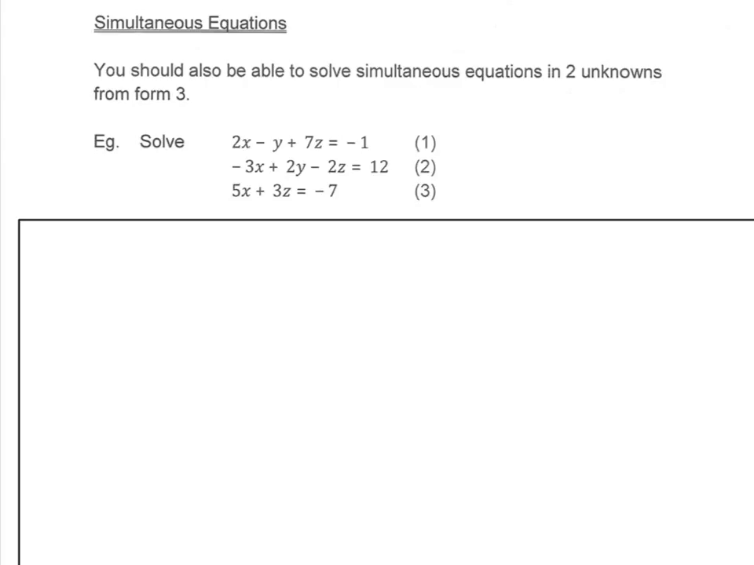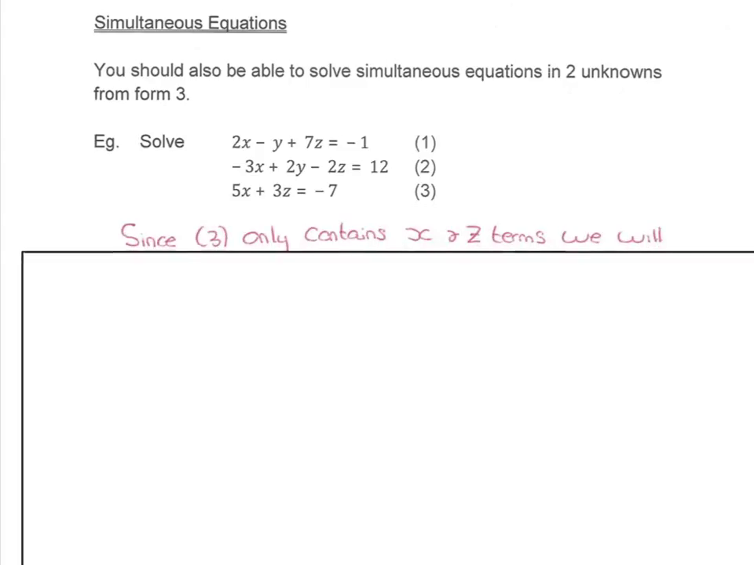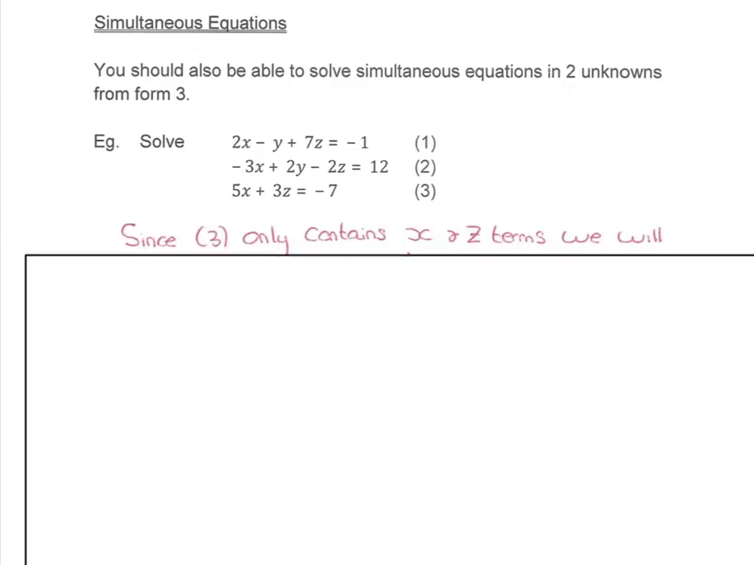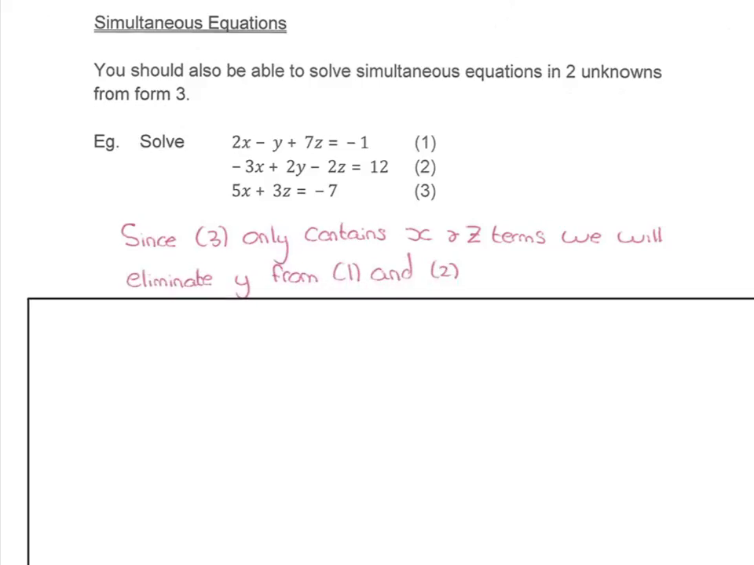If we have a look at the equations, the first thing we should notice is that the third equation only contains 2 variables. It's only got an x and a z. So what I would do is use the other 2 equations, 1 and 2, and try to eliminate the variable y from those, so we're only left with an x and a z as well. There are other ways of going about it, but I think this is probably the most direct.